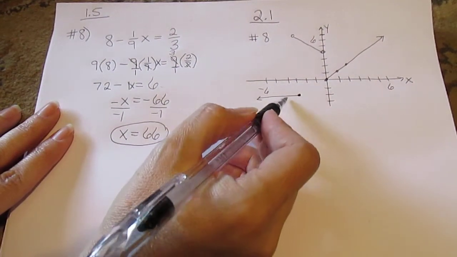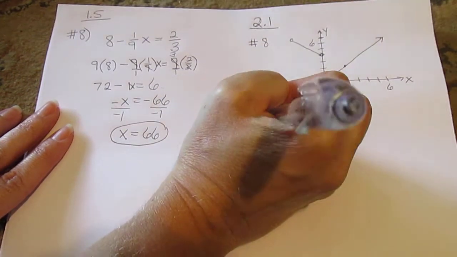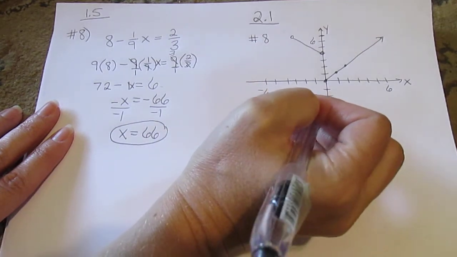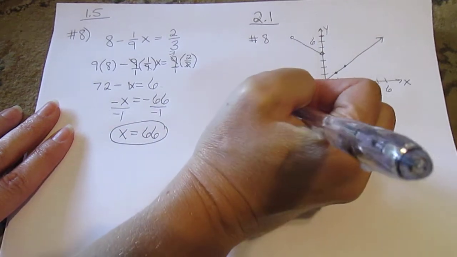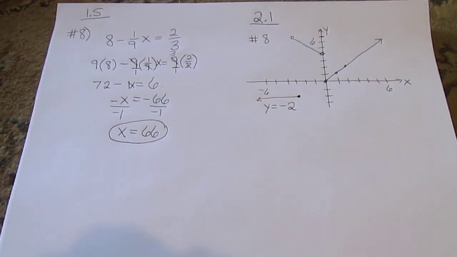Well, this is just a horizontal line. So the equation of a horizontal line is y equals whatever the y value is. Well, the y value here is -2. Okay, so the equation of a horizontal line is y equals whatever y value it's covering, which in this case is -2.